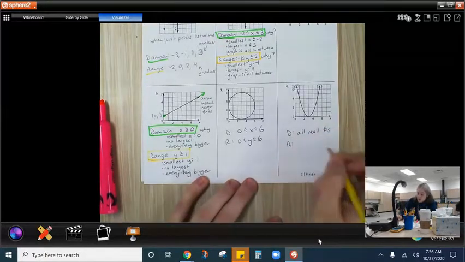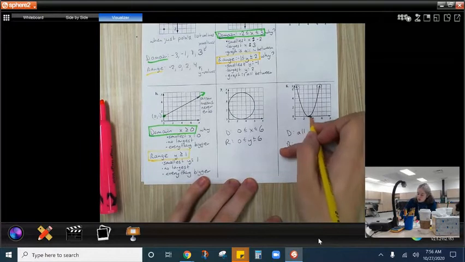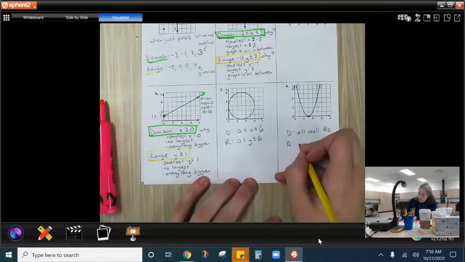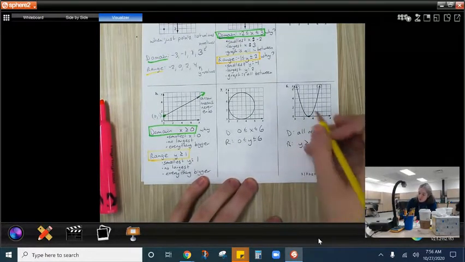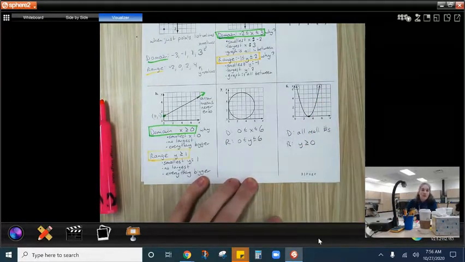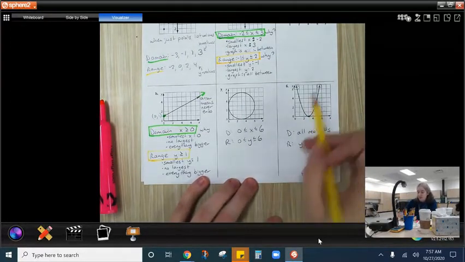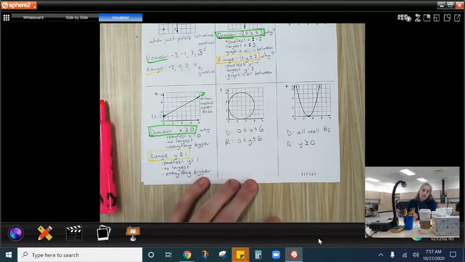So then let's look at our range. All right, our range has the smallest value down here, which is at 0. So y is going to be greater than or equal to 0. And again, it keeps going forever, up and up and up. So it will be any number that's greater than 0 or equal to 0 for y.